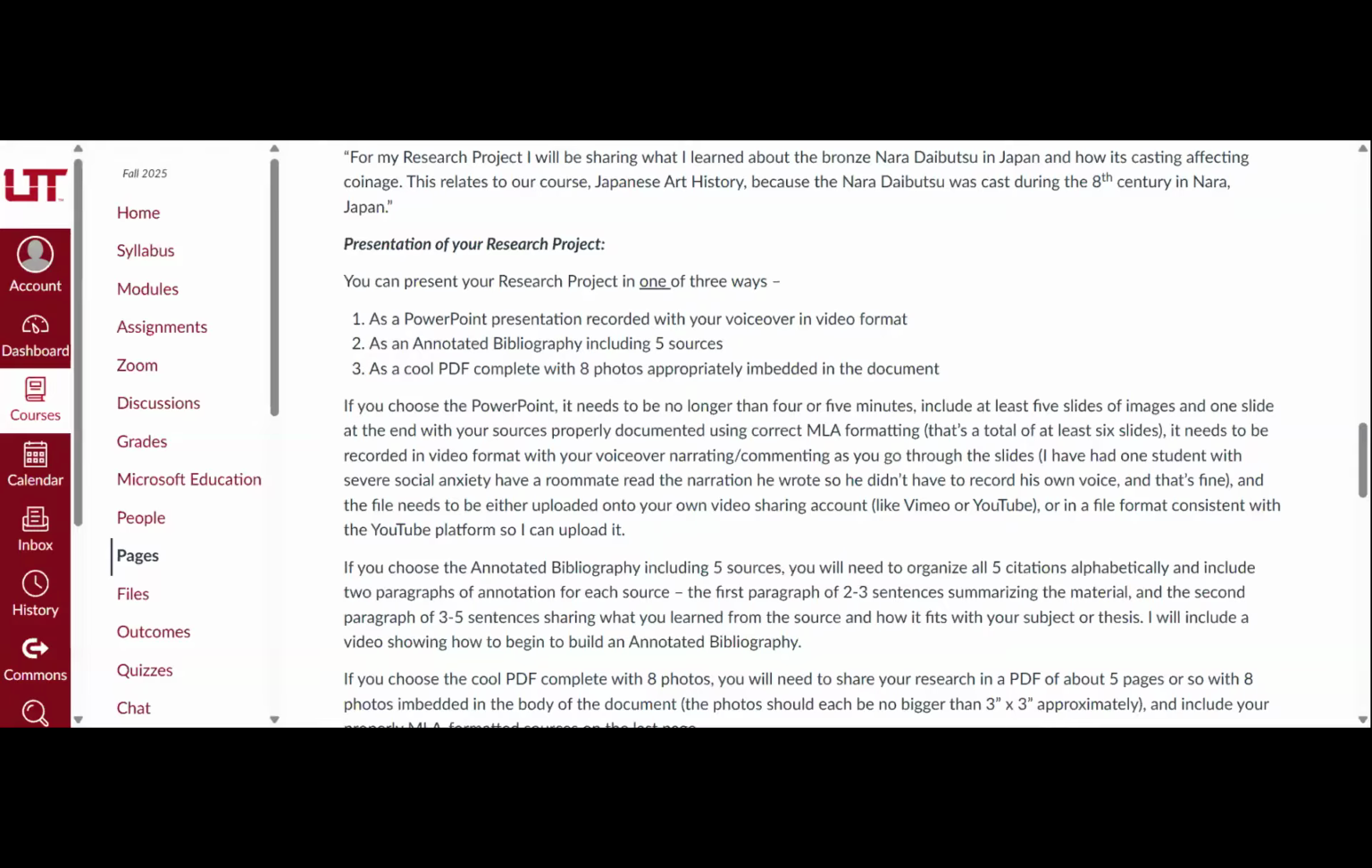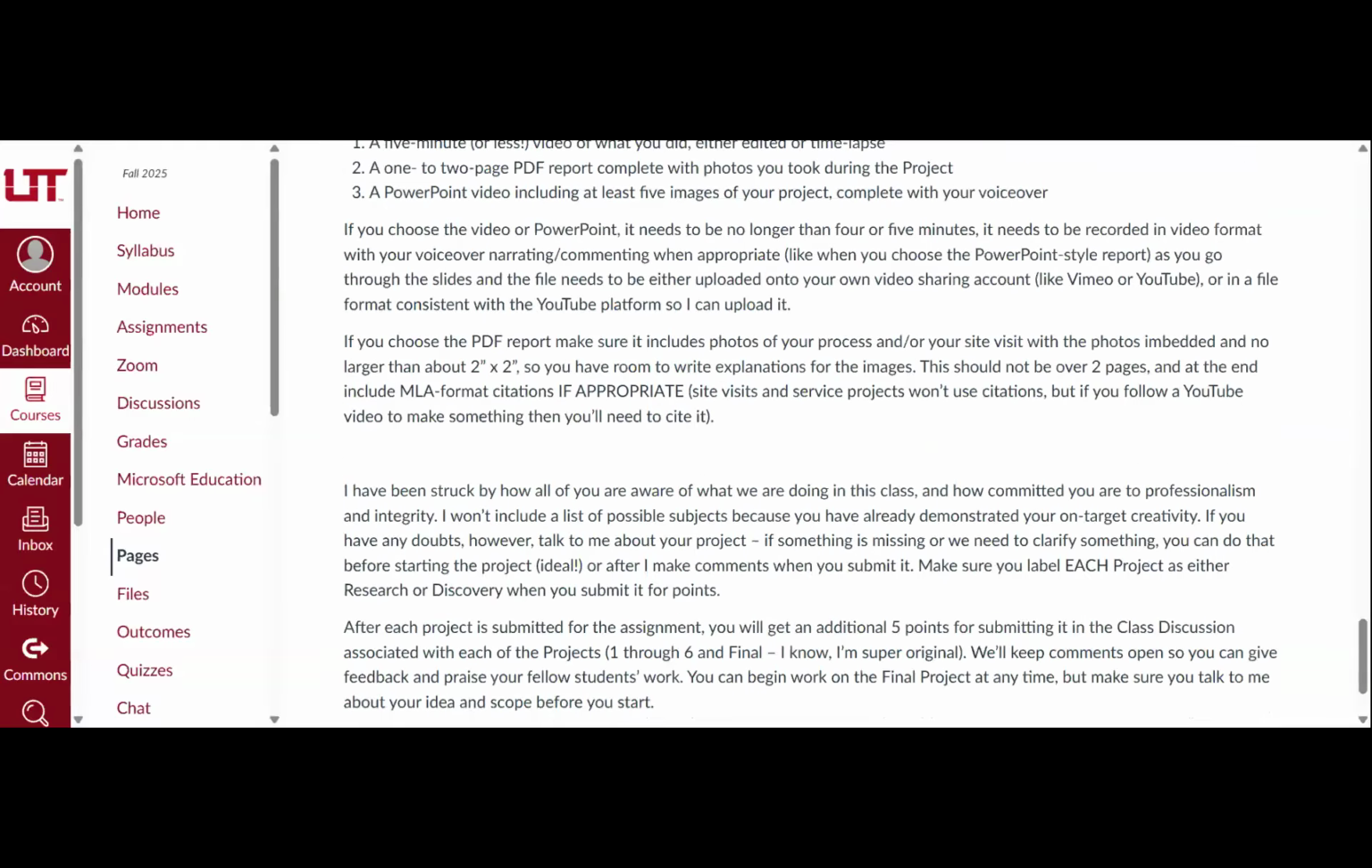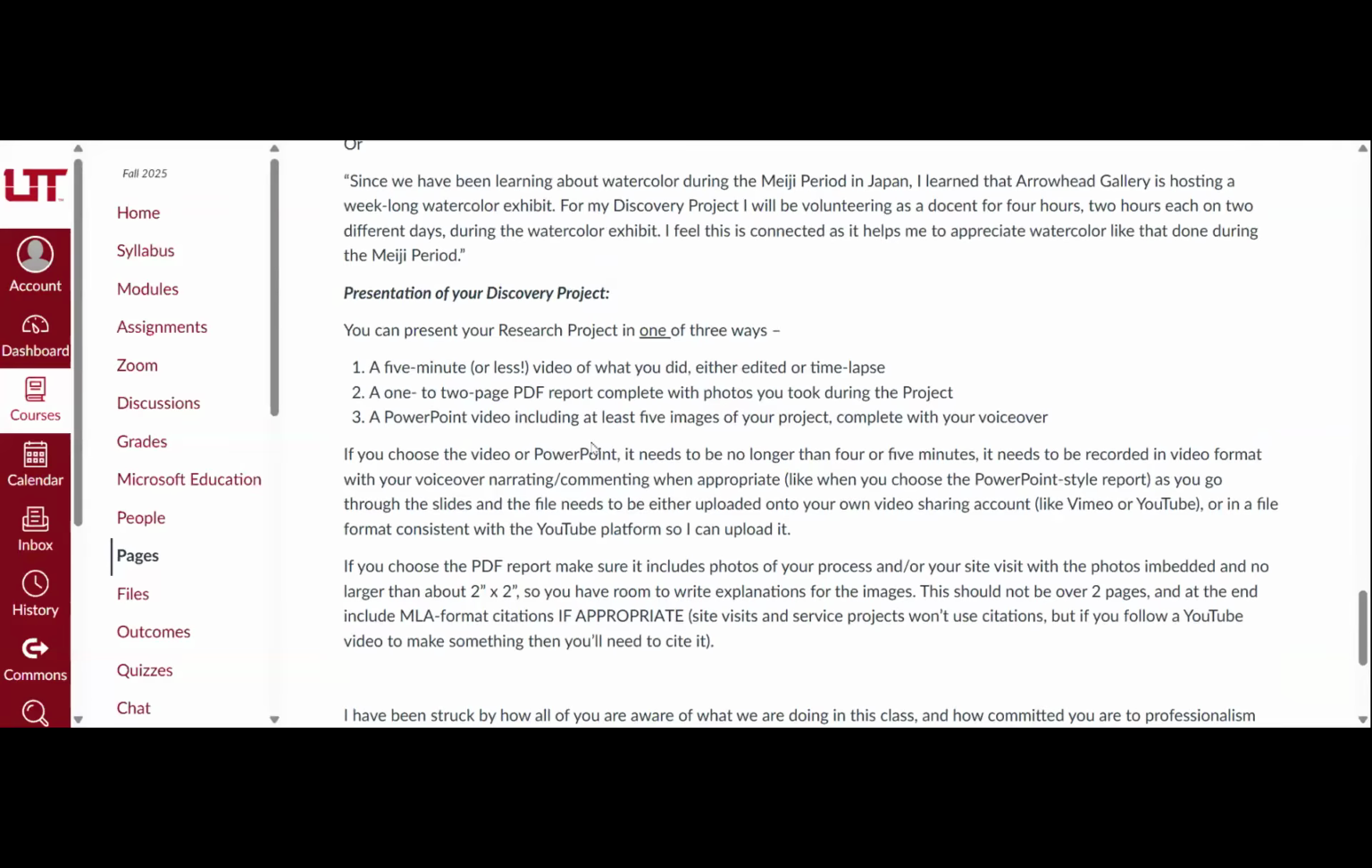I've also noticed that not everybody, after they submit their project, has submitted it to the discussion group. You get 5 extra points for submitting it to the discussion group so that everybody else can see what you're doing. And this is really vital: you need to have at least one citation, at least one thing.